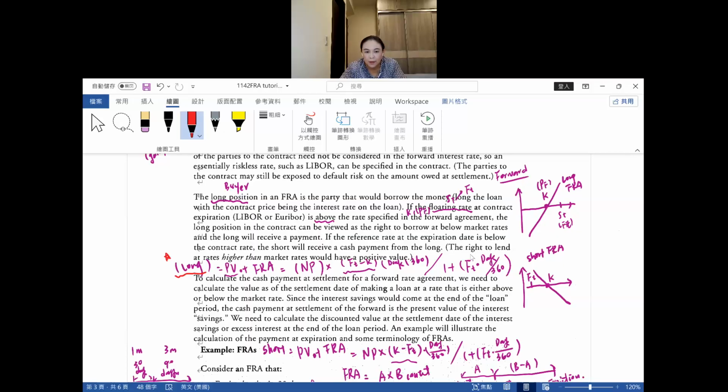The present value of the FRA is NP, where NP stands for nominal principal. Okay, we need to know the whole contract size. So that's our nominal principal, times FT minus K. FT is basically the expiration day futures price or forward quotation, minus K, our exercise price. Okay, so here you can write down K is the exercise price.